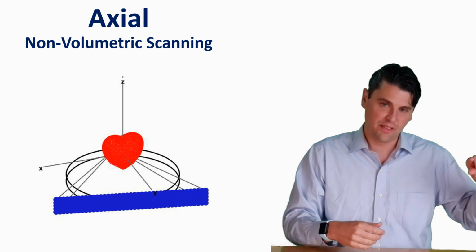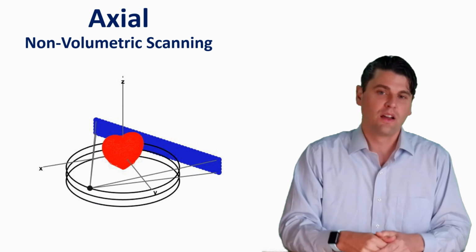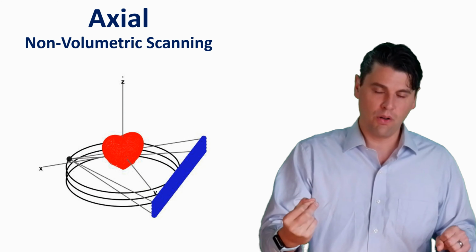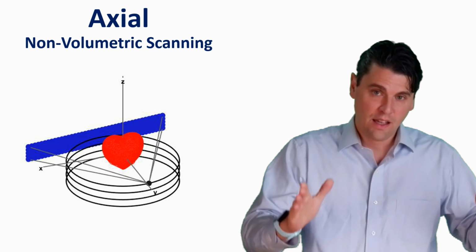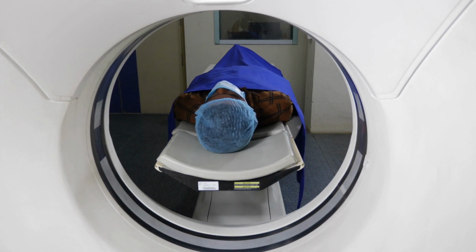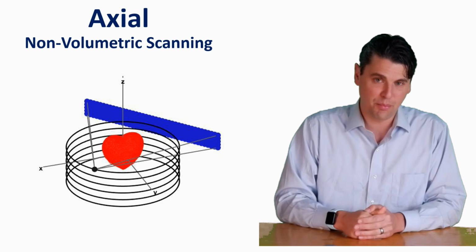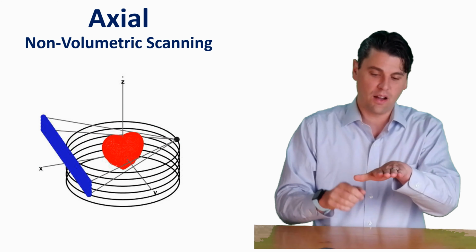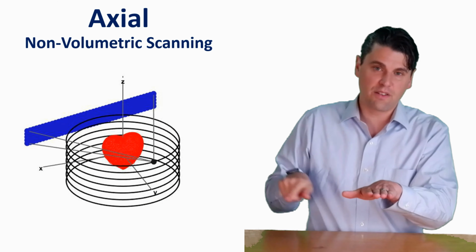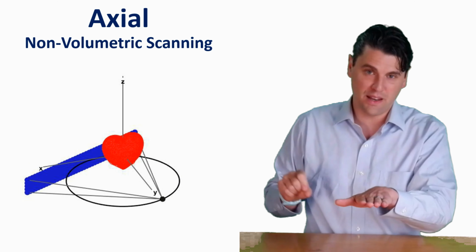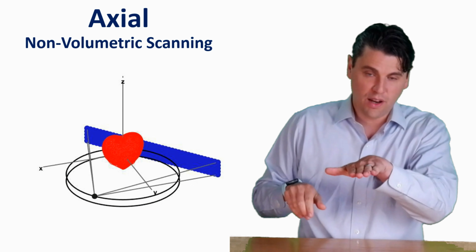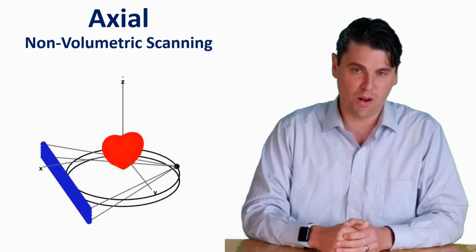You need steps of the table in order to cover the whole anatomy. What I've shown here in this picture is that you go around in your one full circle, and then you translate. You could either translate the whole gantry on rails, or you can translate the patient table. It's a lot easier to translate the patient table, so typically that's what's done. In order to scan the patient, the table is translated, and the gantry is stationary, sitting and spinning. In axial, it's just sitting and spinning. You do one full rotation, then you translate, one full rotation, translate, and so on.